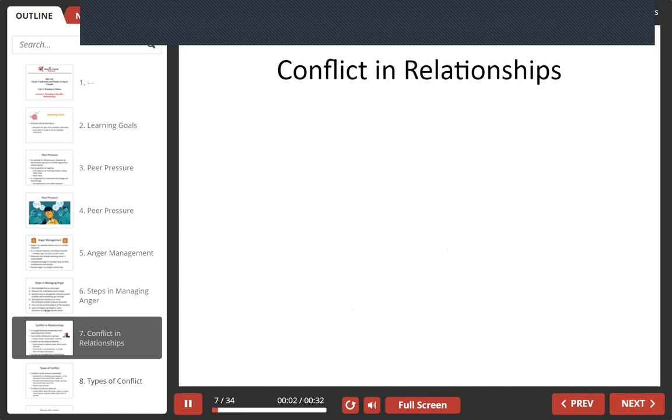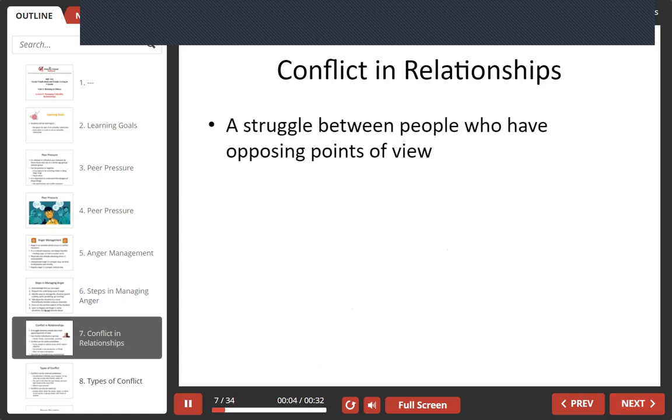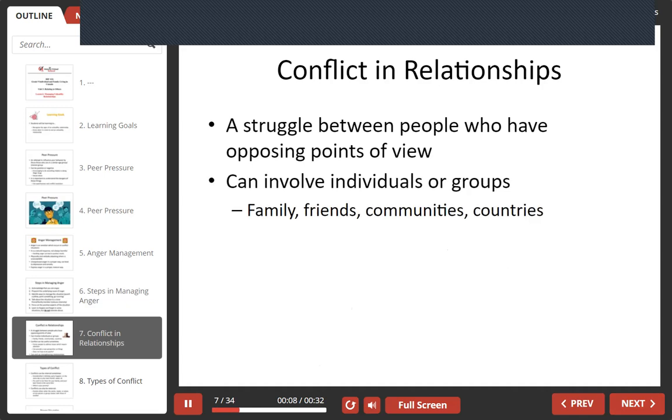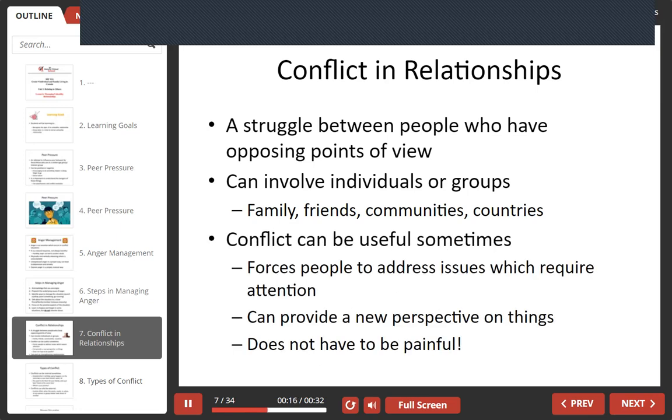Conflicts in relationships include struggles between people who have opposing points of view. It can involve individuals or even groups, such as families, friends, communities, even countries. Conflict can be useful sometimes. It forces people to address issues which require immediate attention. It can provide a new perspective on things, and it does not have to be painful. It can also end up strengthening relationships.